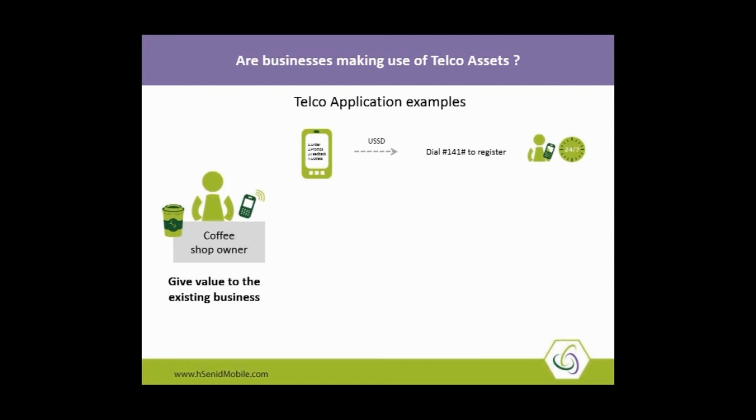When a discount is given, it will make customers come to the coffee shop more frequently. On top of that, I can integrate SMS and say, okay, send an SMS to 141 for your feedback. So now there's a direct link between me, the coffee shop owner, and my customers, where they can send feedback to me wherever they are. Even if they are having an unpleasant experience within the coffee shop, they can send feedback directly.